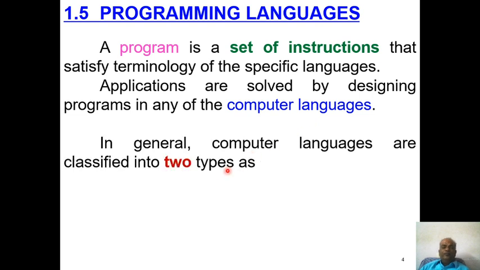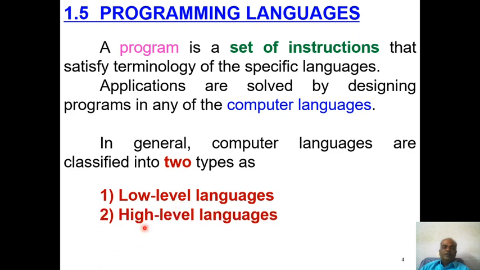In general, computer languages are classified into two types. One is low level languages. The next one is high level languages. These are the two different kinds of languages: low level, and the next one, high level language.